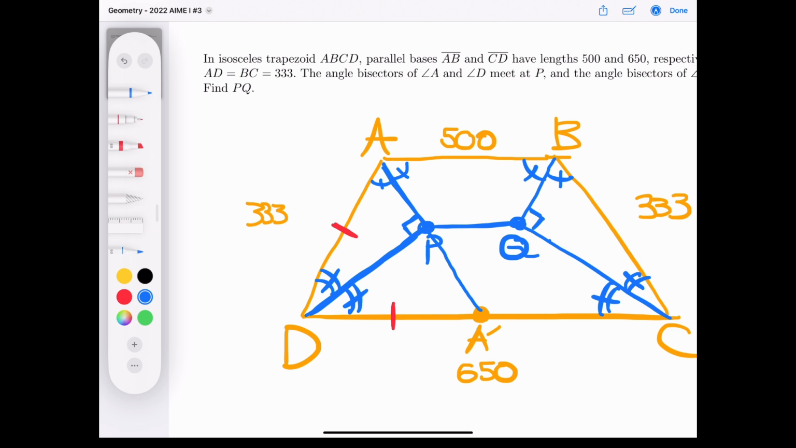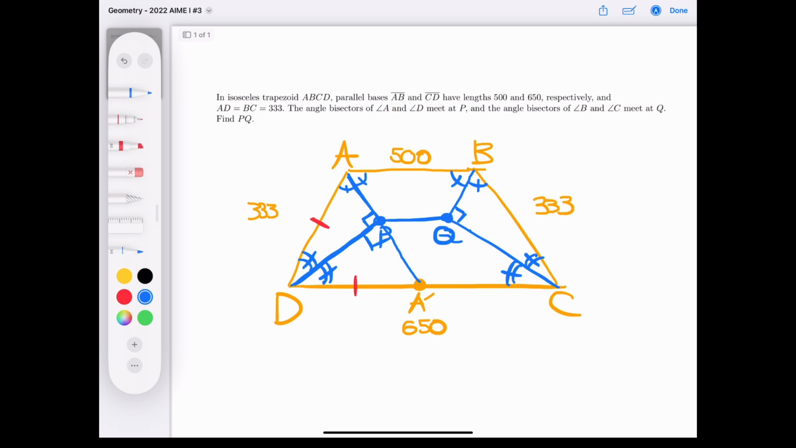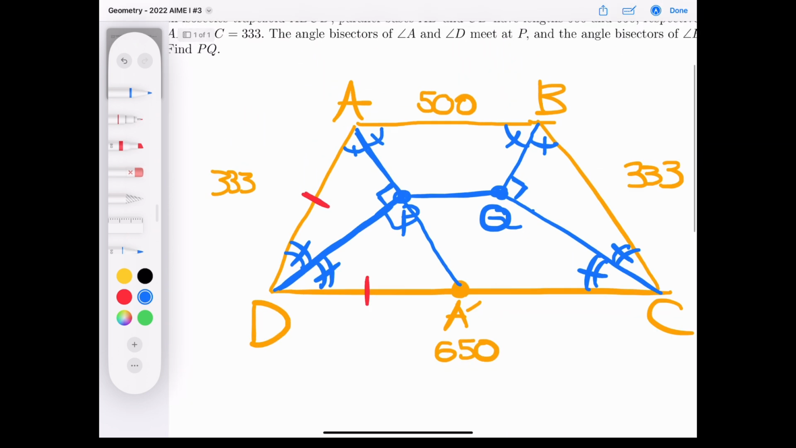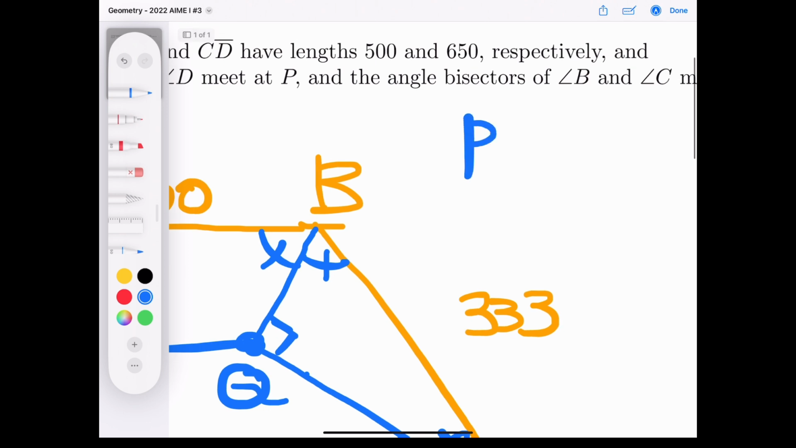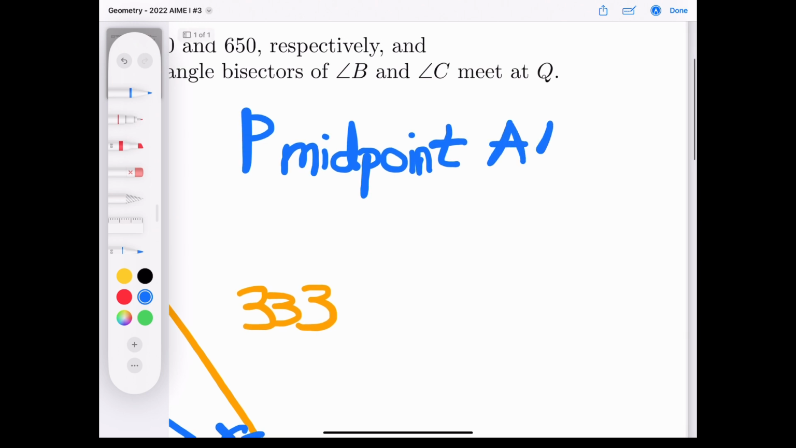Because we know these two triangles are congruent, corresponding parts of these two triangles will be congruent to one another. And so we'll get that this angle is also 90 degrees, and this angle is also 90 degrees. But we'll also get that P is the midpoint of AA prime. Just going to write this over here.